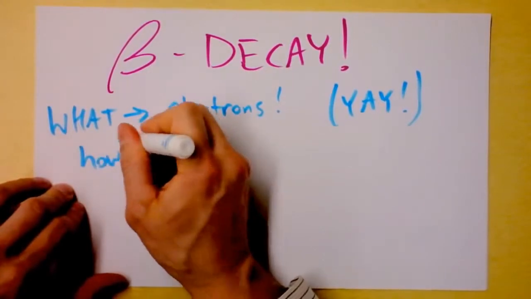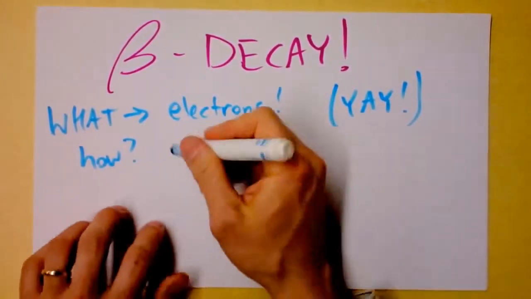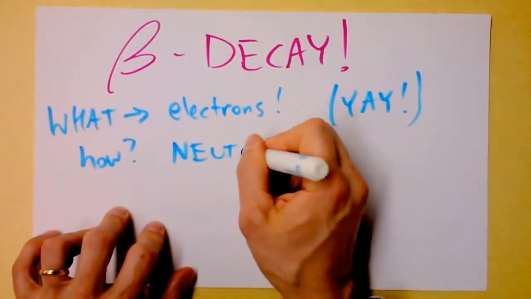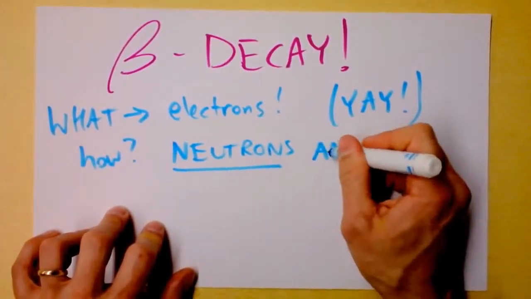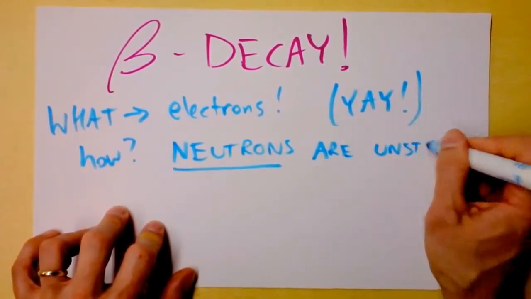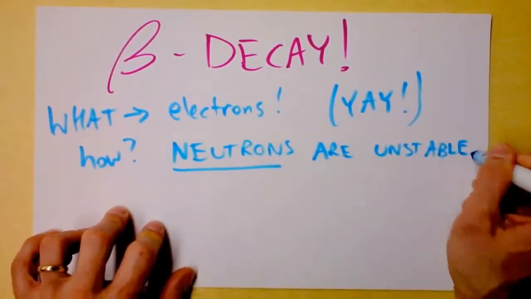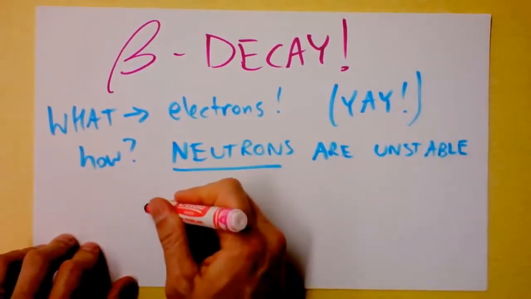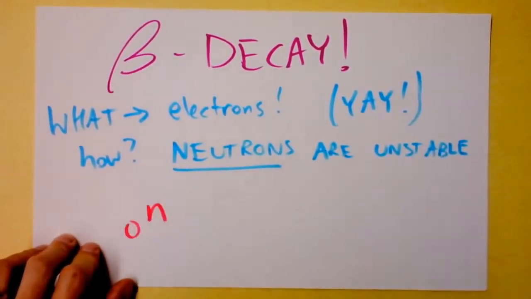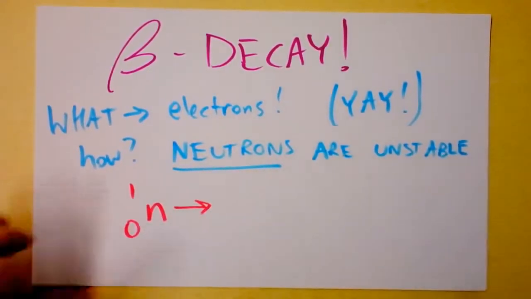Secondly, we ask the question, how the heck did electrons get up in my nucleus? And the answer is neutrons. Neutrons that you thought you trusted, they are unstable. They do not like existing. A neutron itself is actually unstable. So what you've got is a neutron that has 0 protons in it, and 1 atomic mass number, and it turns into, you want to guess what?